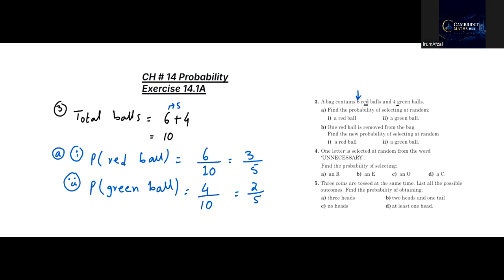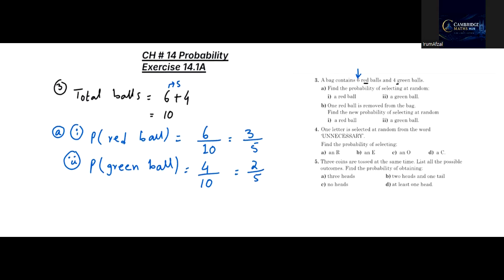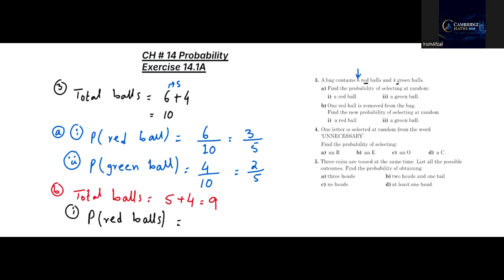Okay. So let's see for the B part, as one ball is removed, the total number of balls will change. So this time we are going to have only 5 red balls and 4 green balls. Green balls will remain the same. So 5 and 4 would be 9. So let's find the probability. In the first part, we need to find the probability of the red ball. This time, as we have only 5 red balls out of total 9, this can't be simplified. You can just keep it as it is. And the second one is the probability of the green ball.